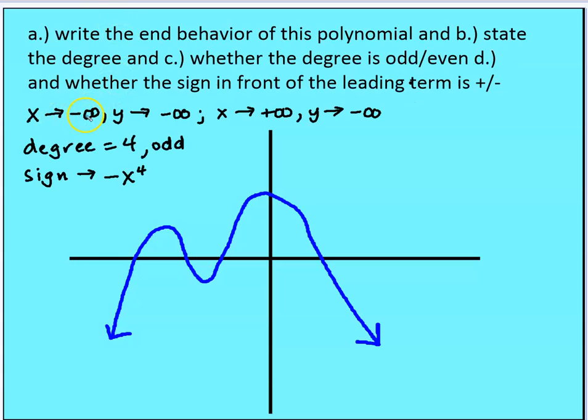Okay, so we have as x goes to negative infinity, y goes to negative infinity. As x goes to positive infinity, y goes to positive infinity. It's a 4th degree, so it's an even degree function. The sign is negative because it's down, down. Positive x to the 4th would be up, up.